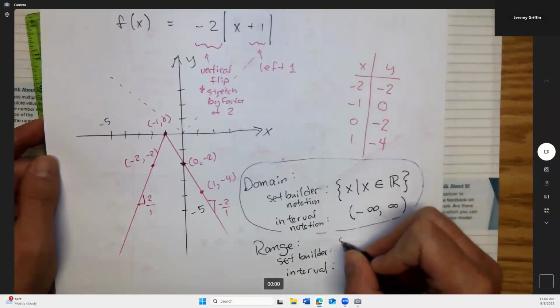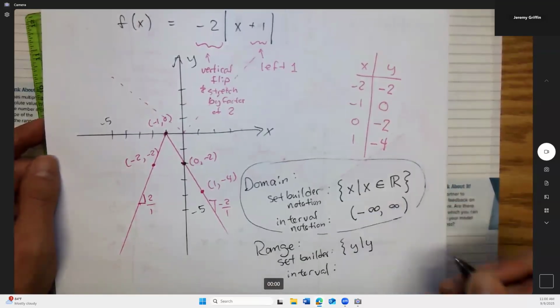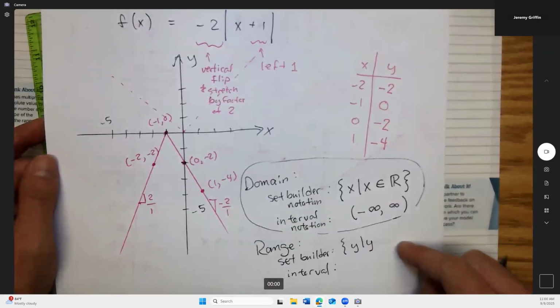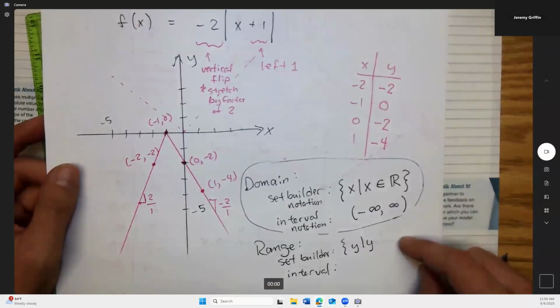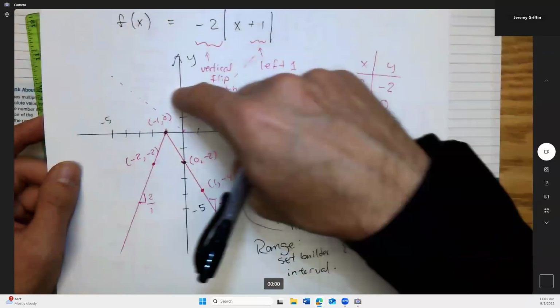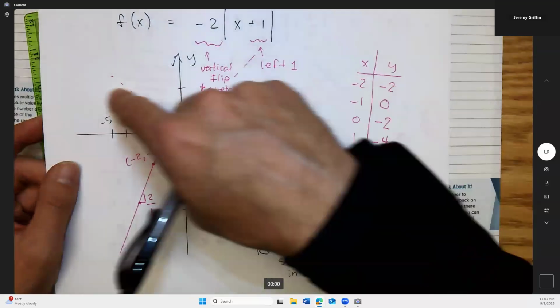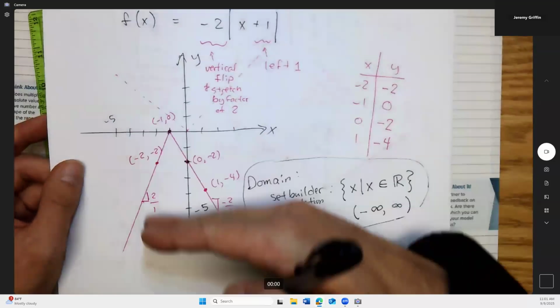So set notation. I got open curly bracket, y such that y. Now here's where this deviates from what we did for domain. This works out a little different. Guys, can y be anything? Can y be equal to 3? No. There's nothing up here. Guys, there's nothing up here.